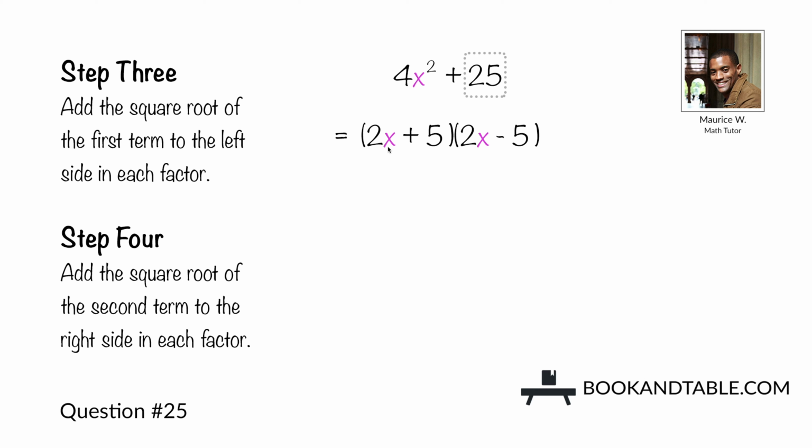And now step 4, we'll add the square root of the second term, 25, to the right side in each factor. And the square root of 25 is equal to 5. So we add 5 to the right side in each factor.